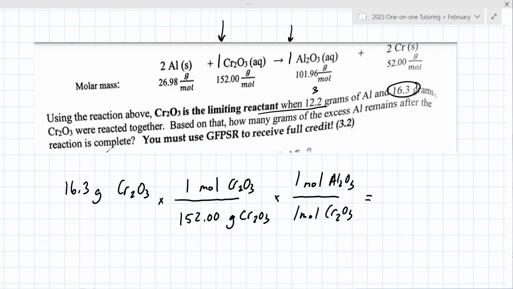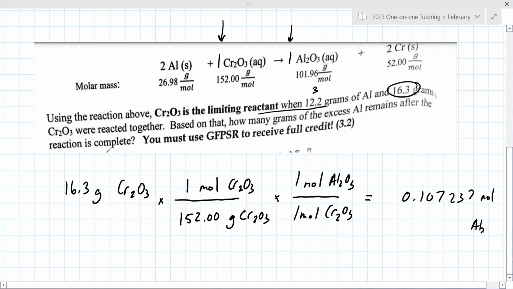If you've got a calculator, you can do it too. All right, so 16.3 divided by 152 is 0.107. I would go out a little further, like double the precision, on intermediate calculations. It's not asked for in this, it's just an intermediate result. So I would go out a little bit more. I'm just trying to get the significant figures now that I know what you're doing. So this is 0.107237 moles of the Al2O3.